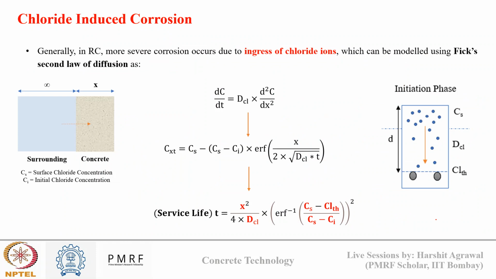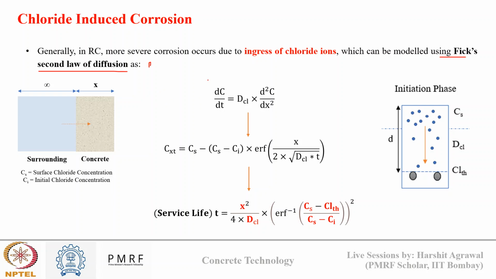Now, for estimating the diffusion coefficient of chlorides, the ingress that defines the ingress of chloride ions through concrete, it is modeled using Fick's second law of diffusion. So to calculate the diffusion coefficient, we use Fick's second law of diffusion, which is used for non-steady state diffusion processes.